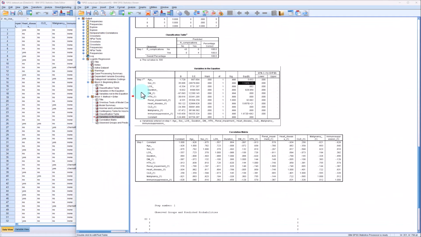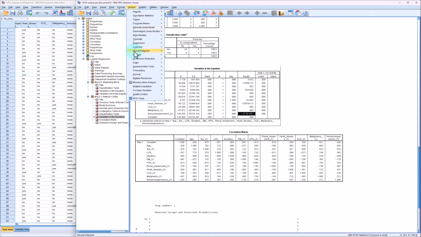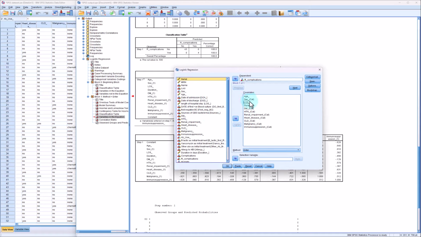Continue. Okay, now you can see that we have all significant values and this type of ridiculous odds ratios and no upper bound scores, which means we do not have enough data to run a binary logistic regression analysis. Okay, so last thing, let's try this with fewer variables. So under analyze, regression and binary logistic, let's exclude the comorbid factors. Let's do it with only age, sex, length of stay and duration.